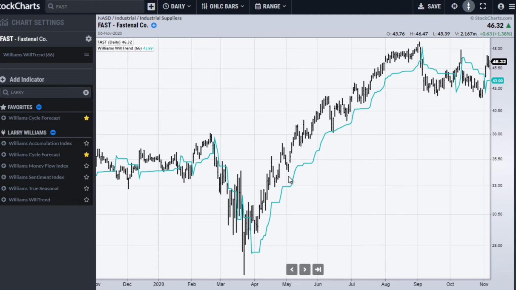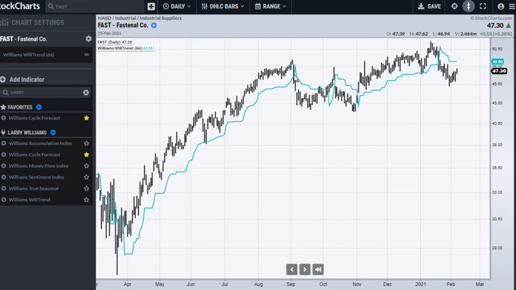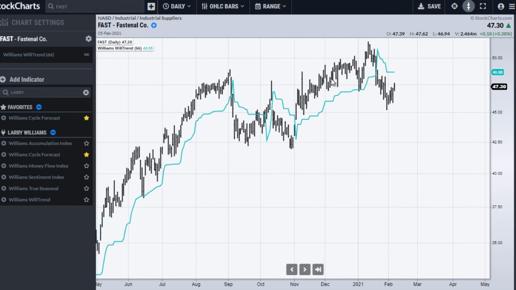You can be a buyer here or on pullbacks. As long as we don't close below the trend, we want to buy all the pullbacks. Now we're going to stop buying the pullbacks, and we look to sell when we run into this line. And again, we get above the line. We want to look for taking short-term buy signals in this area.